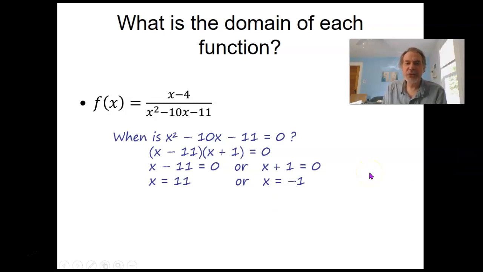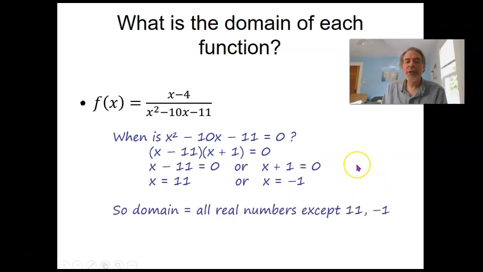So is that the answer? Well, not quite. Remember, the question was, what's the domain? What is okay to put in for x? These are the x's that are not okay. So the ones that are okay are everything else. The domain is all real numbers except 11 and negative 1.